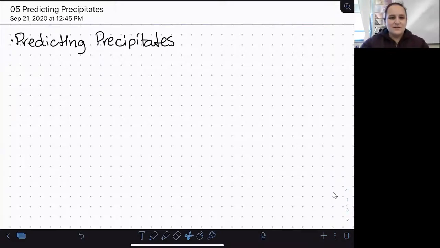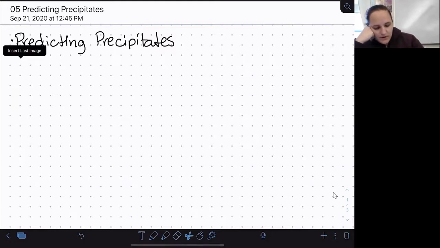In this video, we're going to talk about how we're able to predict whether or not a precipitate is going to form in a double replacement reaction, which will allow you to predict the state of matter of your products. So, one important thing to remember is that a precipitate forms in a double replacement reaction when one of the products is not soluble.